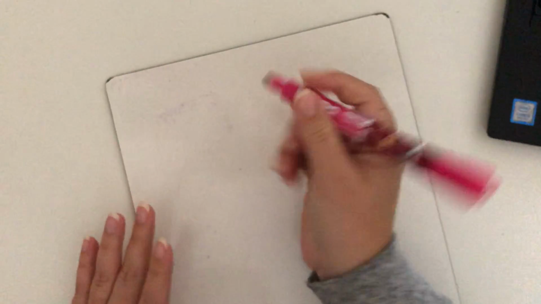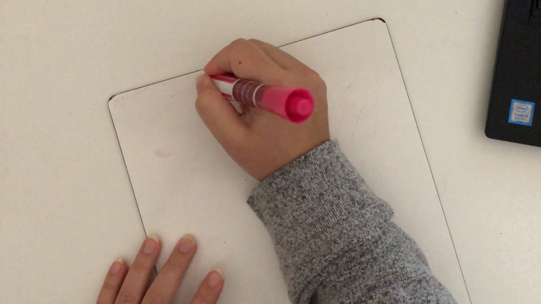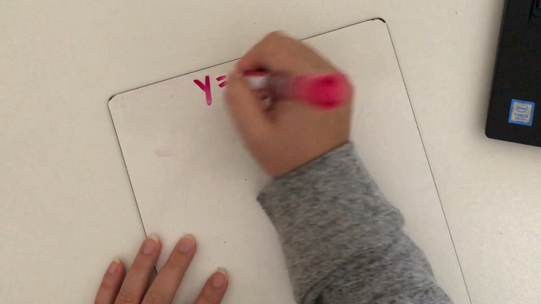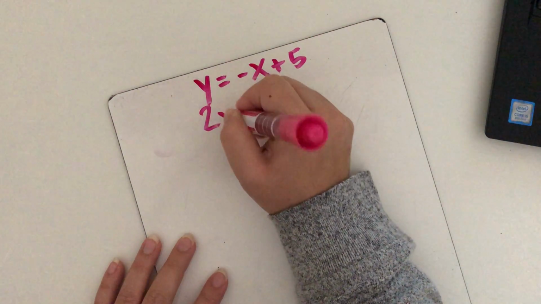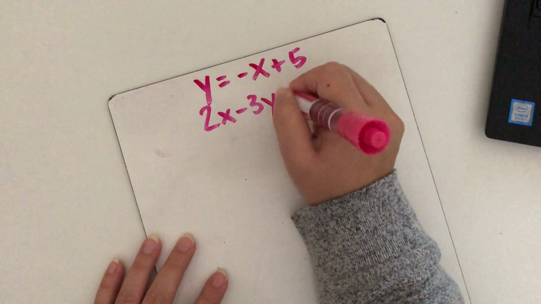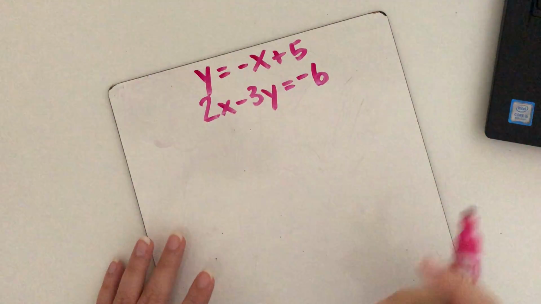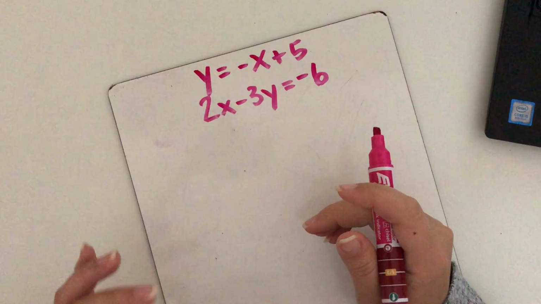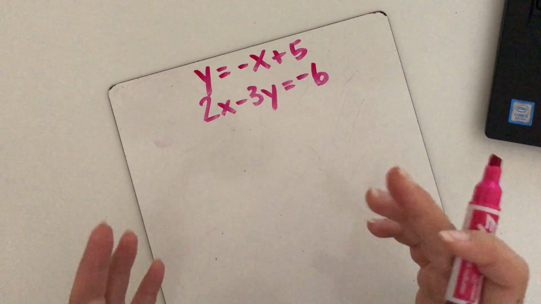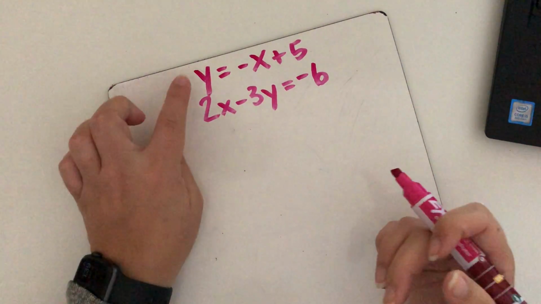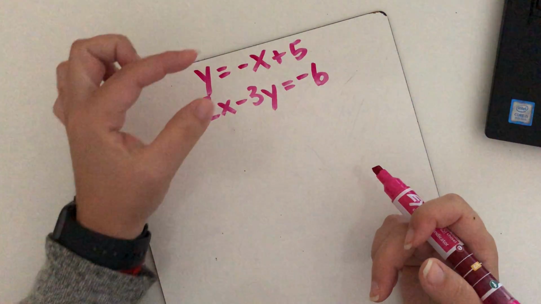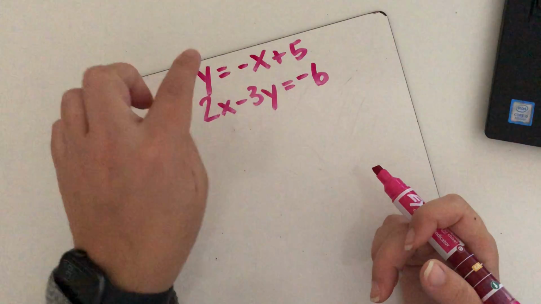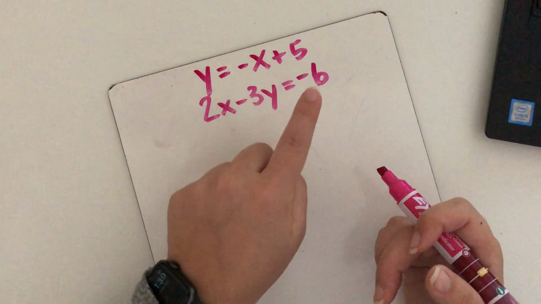All right, so the next way that we solve systems is by substitution. So that means that I'm going to take one of my systems and I'm going to substitute that value into the other. So if you remember correctly, the first step we had to do was solve one of our equations for a variable. Luckily, we already have one solved for a variable. So that tells me that y is equal to -x plus 5.